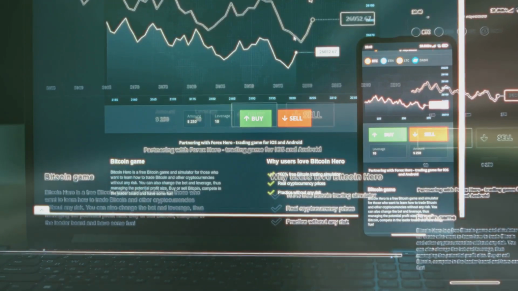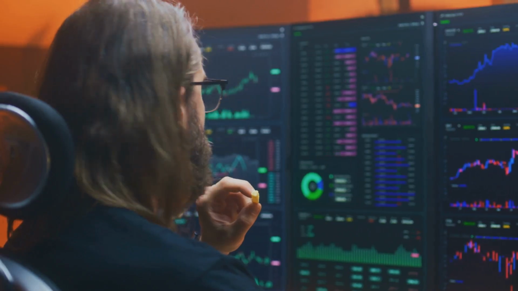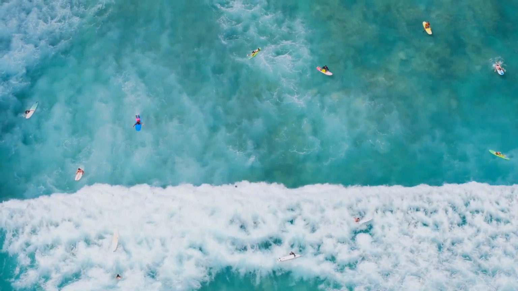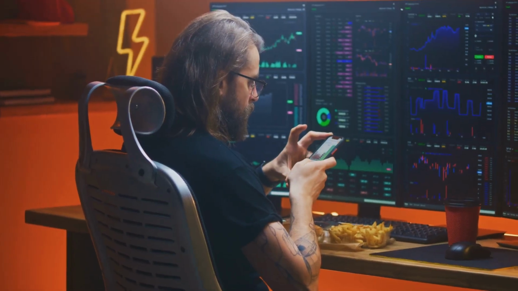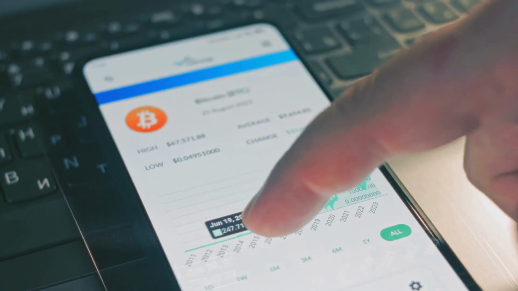Observe how walls build and disappear, how the spread changes, and how price reacts. Just watching for a few minutes can teach you a lot. It's like reading the waves before you surf. With practice, you'll develop an intuitive feel for the market. That's how pros spot key signals.